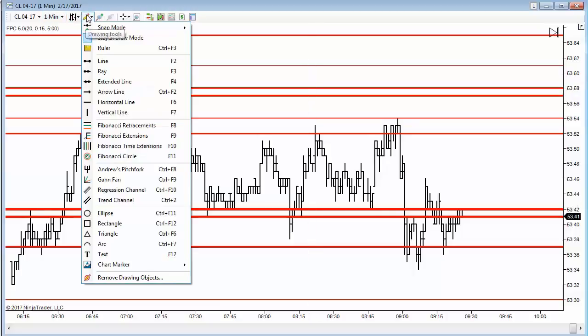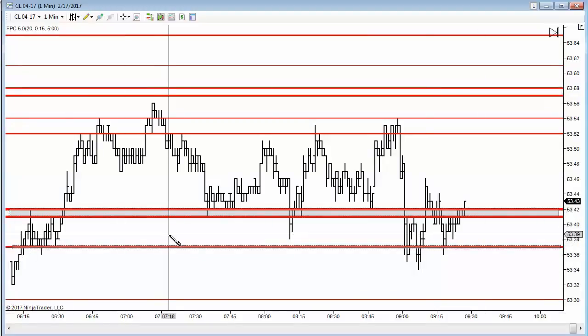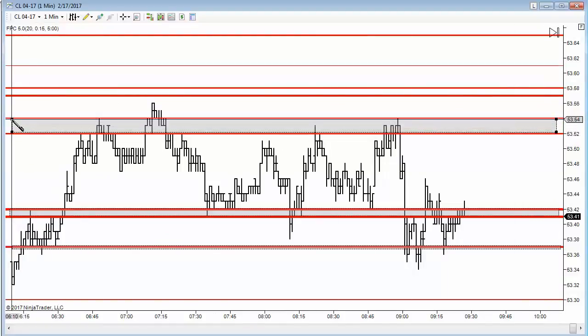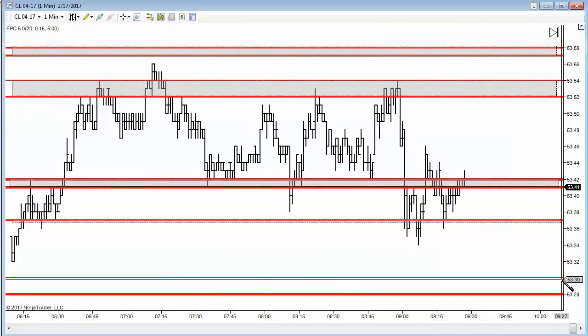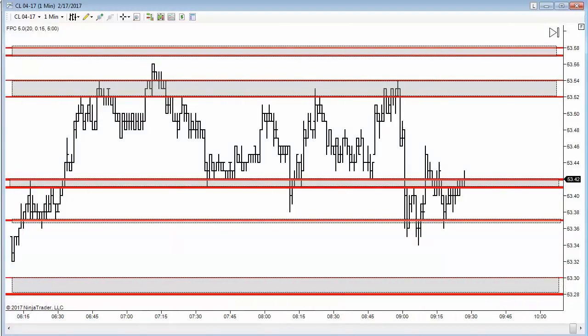And if anything, increasing the percentile from 10% to 15% has further identified this and this as a critical resistance level. It's further identified this as a critical confluence point and this as a critical confluence point. So that is the FPC line. This is the Fractal Pivot Confluence Tool.